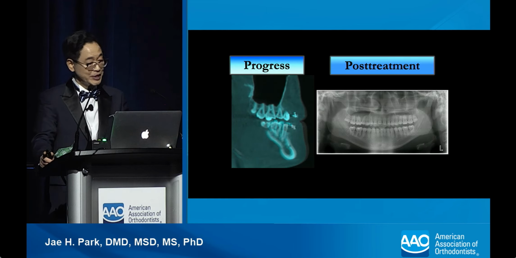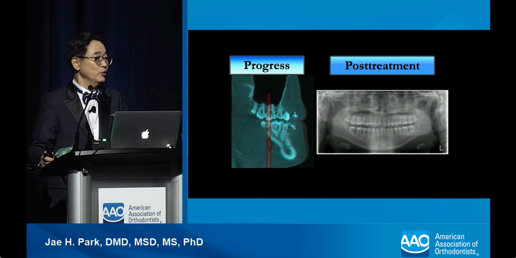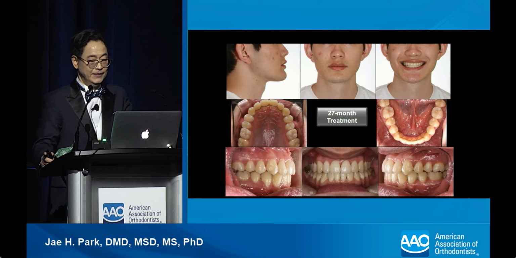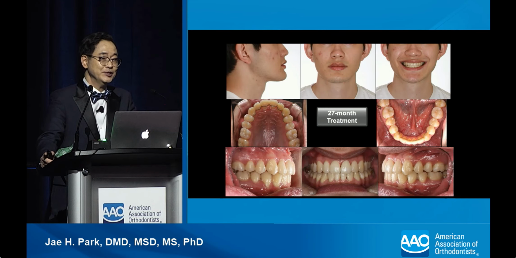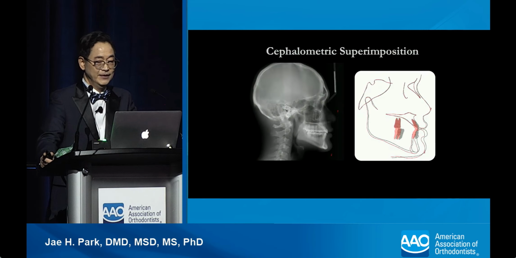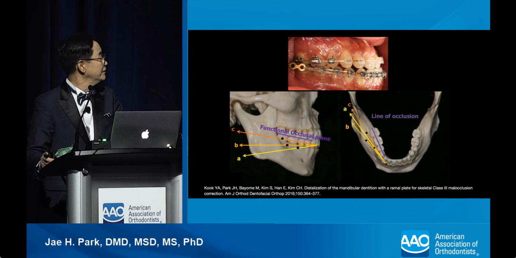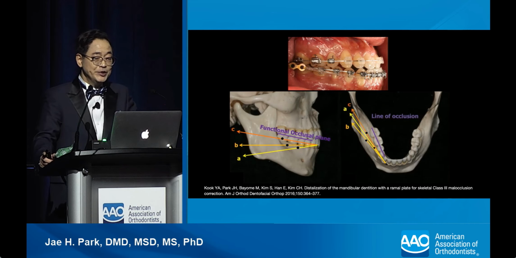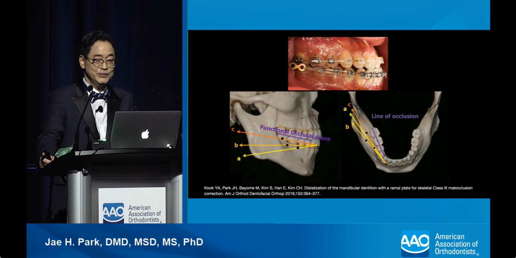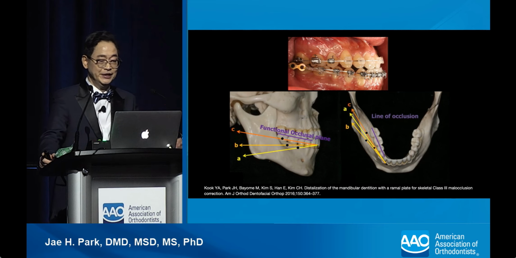To measure distalization, a vertical line is drawn at the distal contact point of lower 6. After 27 months of treatment, here is the superimposition of pre- and post-treatment. A is intraradicular miniscrew, B is buccal shelf miniscrew, and C is L plate.